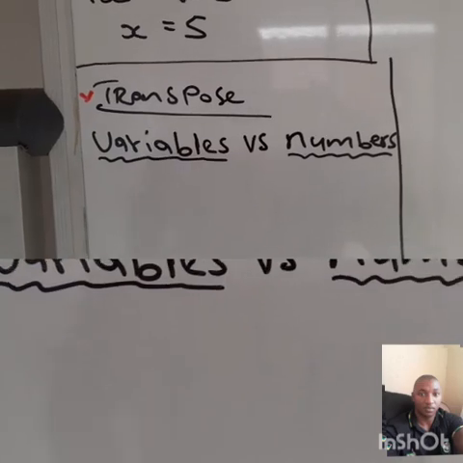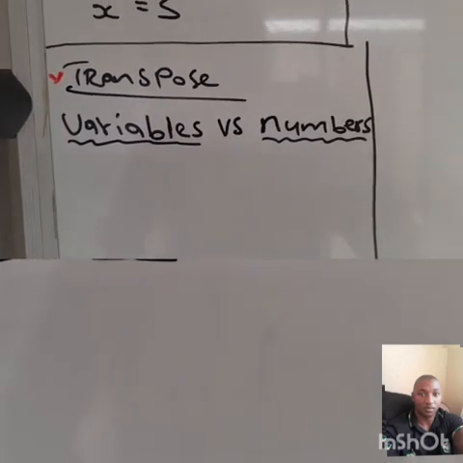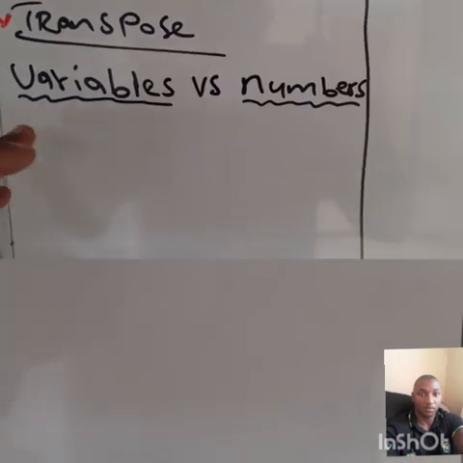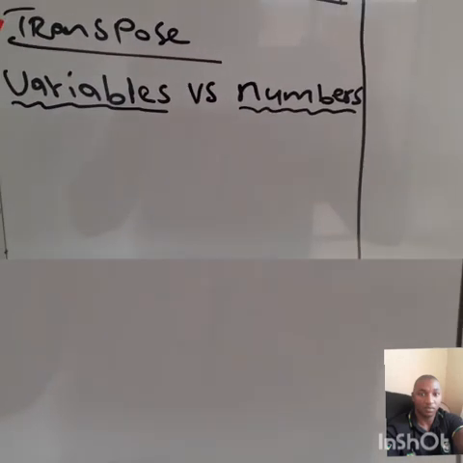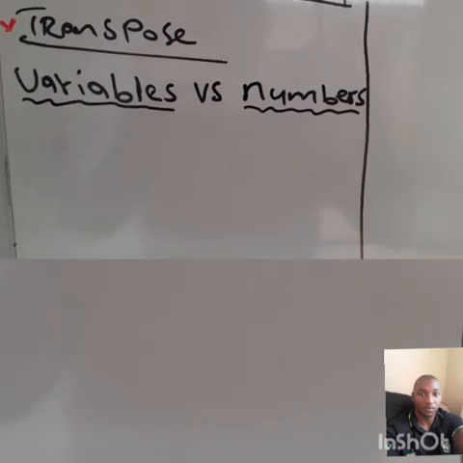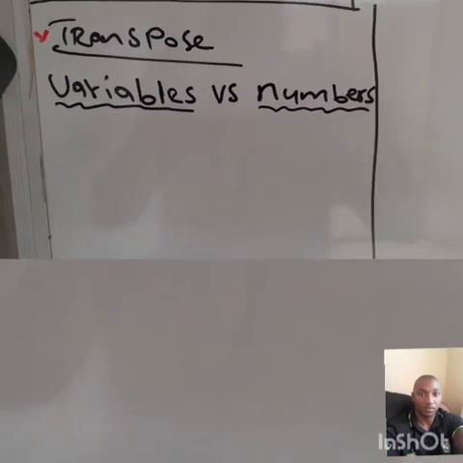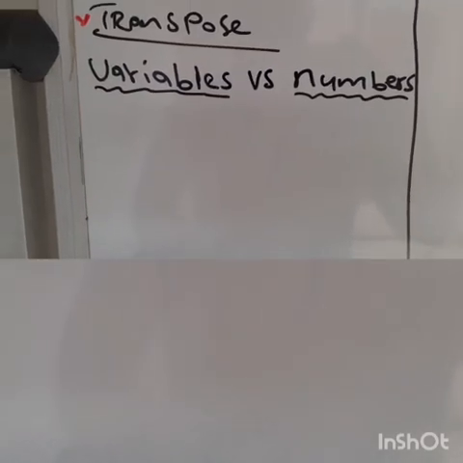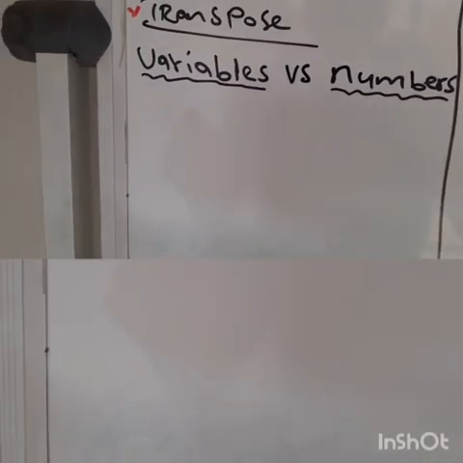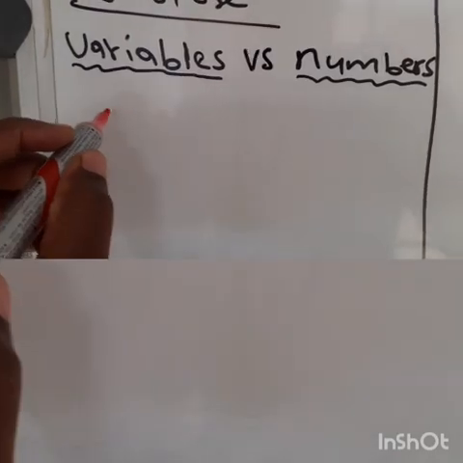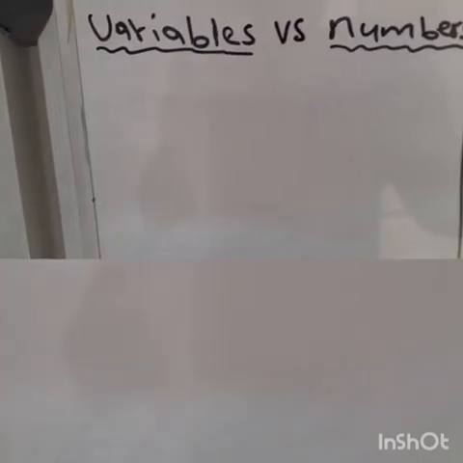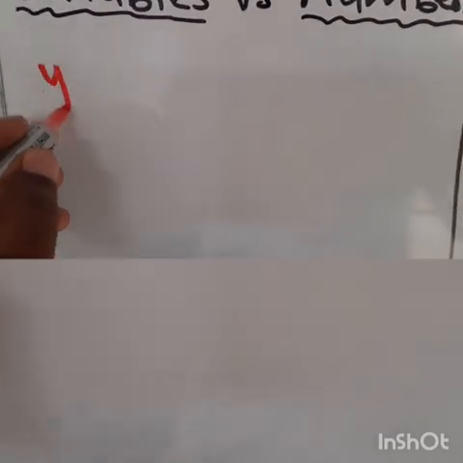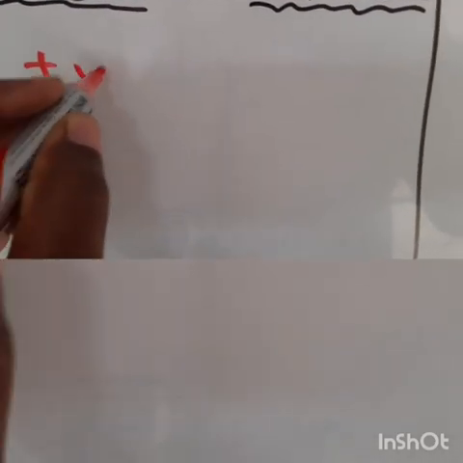Okay, so when you're transposing, you're actually dealing with two things: variables and numbers. Variables is just a mathematical term, but actually it refers to alphabets. So each and every alphabet that you find in mathematics is called a variable. Now what that means is that you must keep numbers on one side of the equal sign and the variables on the other side of the equal sign.